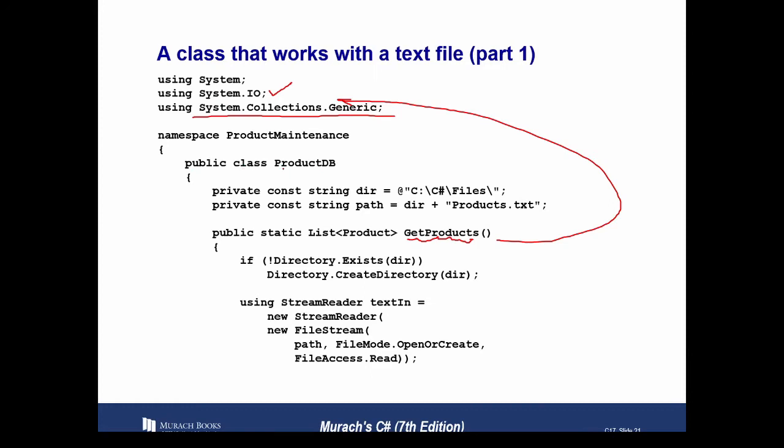So if we look at this one and see what's really going on here, we've got our public class, and it's product database. And we're declaring two strings here.